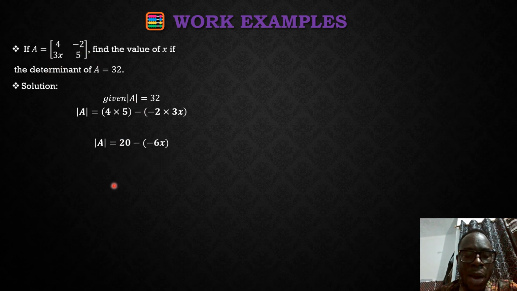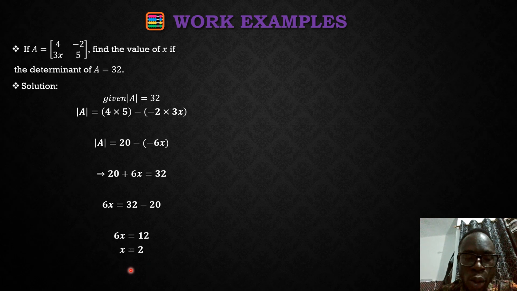So when you do that, we are going to have the determinant being equal to 20 minus negative 6x, which is the same as 20 plus 6x equal to 32, since the determinant is 32. So we have the determinant expression and the determinant value. So we equate the results to find the value of x by making x the subject. So 6x will be equal to 32 minus 20. Then 6x will give us 12. Divide both sides by 6 and x will be 2.